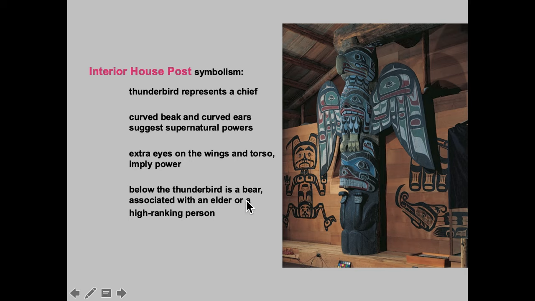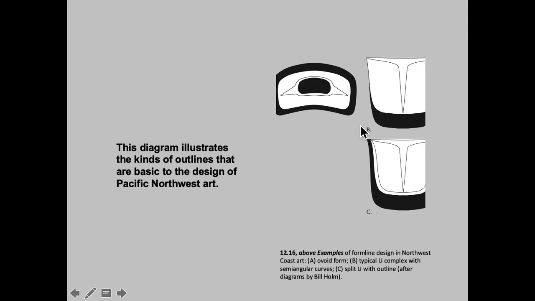Below the Thunderbird is a bear associated with an elder or high-ranking person. Our bear is right here. This is nice because it's diagramming for us the different parts of the design elements that are used. So A is this ovoid form for the eye. B is a typical U with semi-angular curves, and C is a split U with an outline. Okay, so these are our different elements of the features.